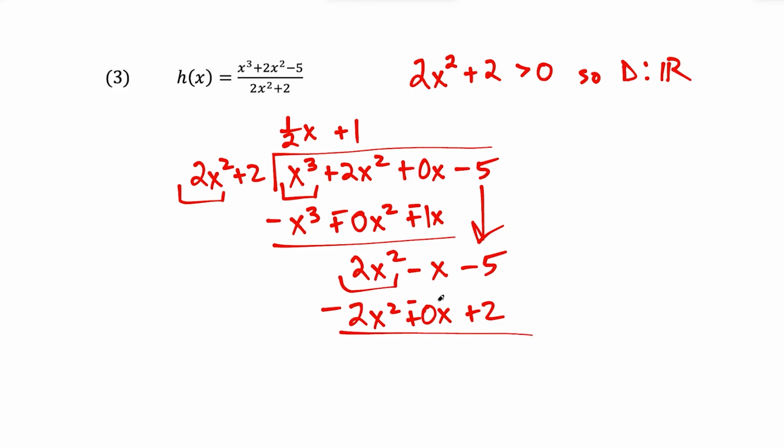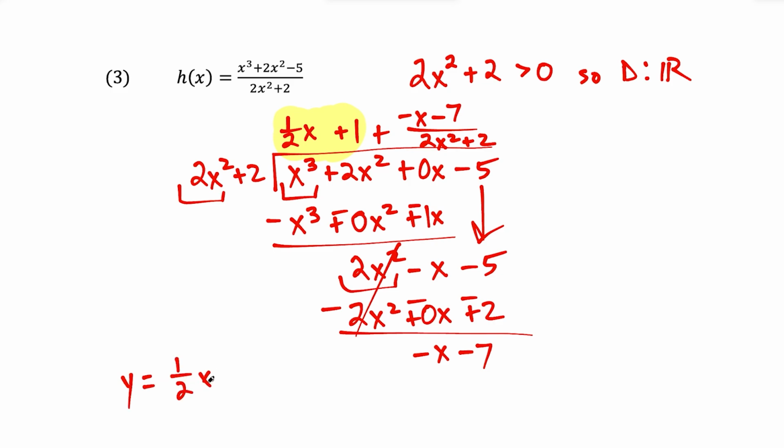And now I'm subtracting everything. So I just put minuses all across. These terms cancel. I have negative x minus 0x is minus x. And then minus 5 minus 2 is going to give us minus 7. So we're going to have plus, and then we have (minus x minus 7) divided by (2x squared plus 2). But remember, when we're looking for the polynomial with the same end behavior, we have to look at the part that does not have the remainder attached. So that's going to be the 1/2 x plus 1. So when we're looking for that polynomial, it's going to be y equals 1/2 x plus 1.